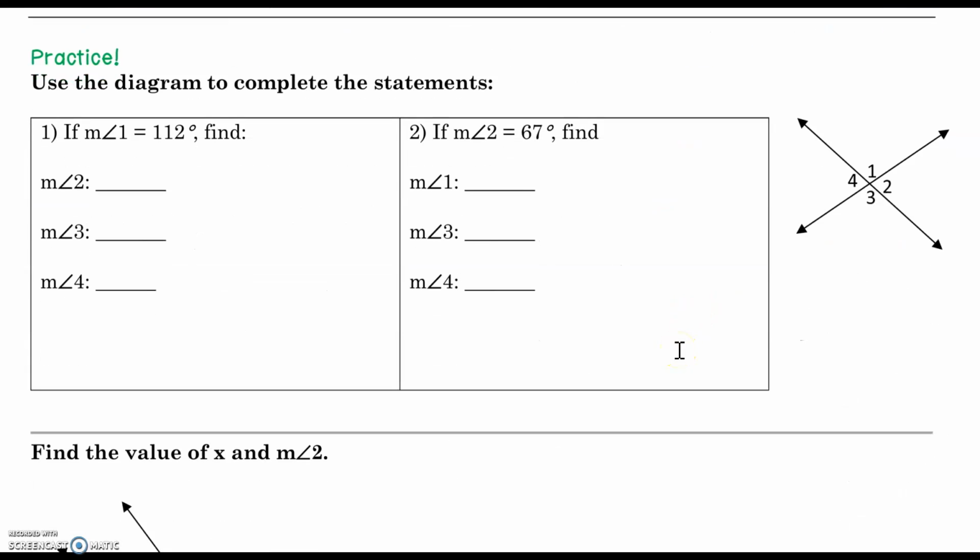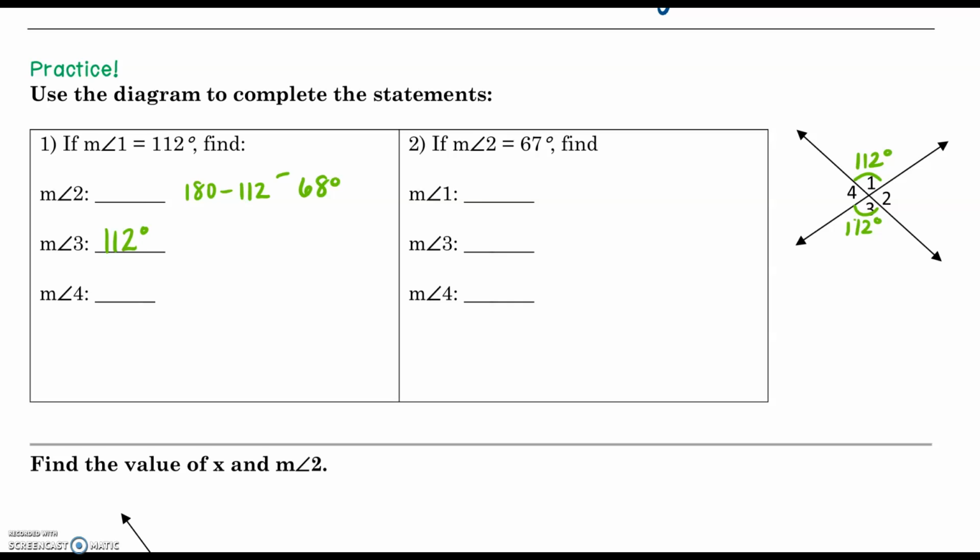All right, so I'm going to do one with you. You're going to do two on your own. So here we know the measure of angle 1 is 112 degrees, and we want to find the other three angles. So right off the bat, I know angle 1 and 3 are vertical angles. So I know that the measure of angle 3 is also 112 degrees because they are congruent, right? Angle 1 and angle 3 are congruent. I know angle 1 and angle 2 form a linear pair.